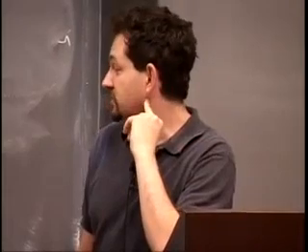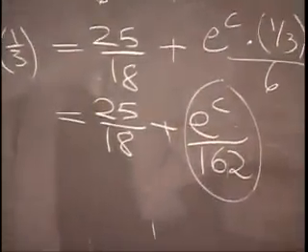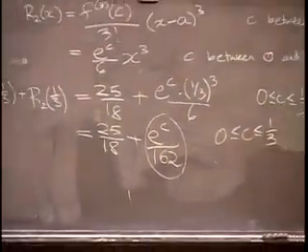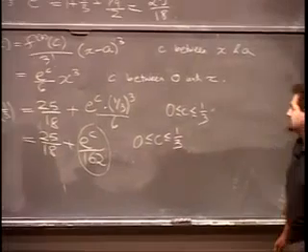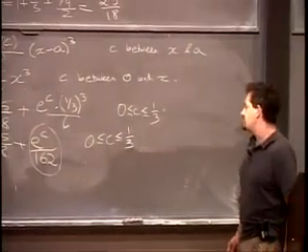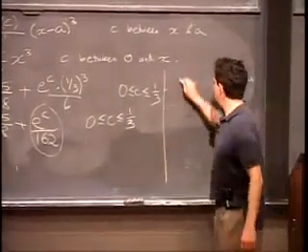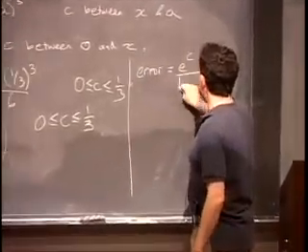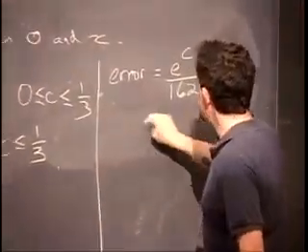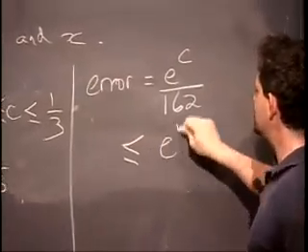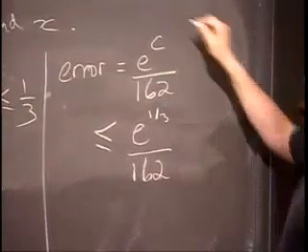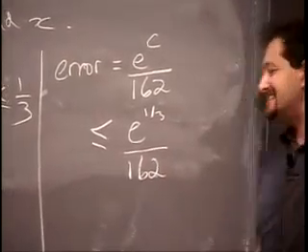It's smaller. It's actually at least 1 over 162 because e to the 0 is 1. That's the lowest part. But how big could it be? That's what we really care about. How big could it be? E to the 1/3. So error, let's work over here. Error is e to the c over 162, and the biggest this could be is e to the 1/3 over 162, because e to the c is increasing in c, and c is at most a third.